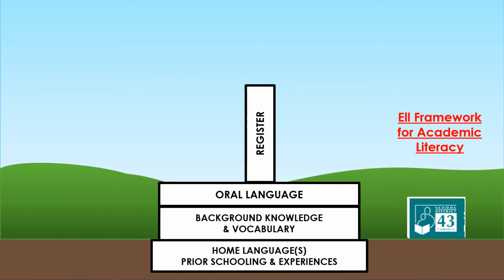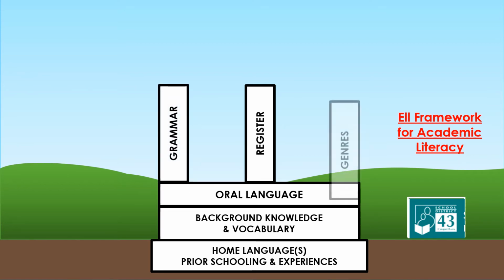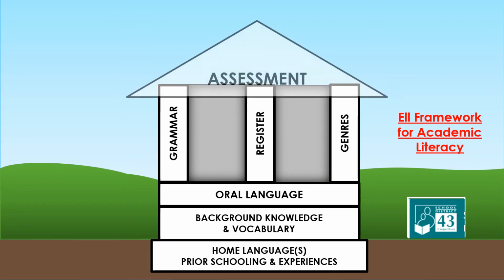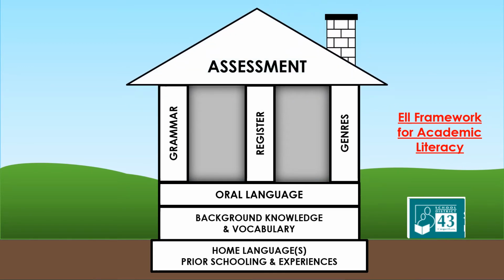Register, the degree of formality with which we communicate. Grammar, and genre, the type of text. And finally, we have assessment to finish it off.